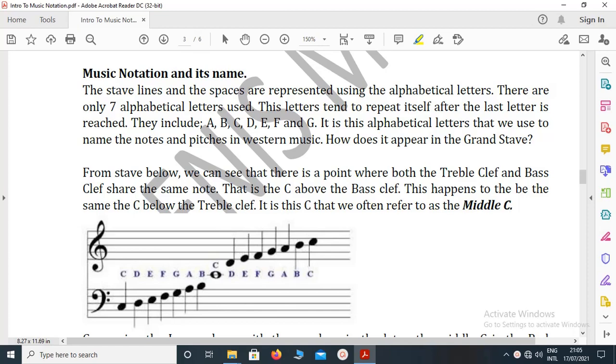Hello, welcome to this new episode. Today, I would like to talk about music notations and their names.